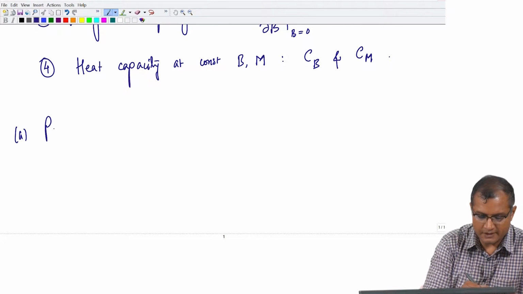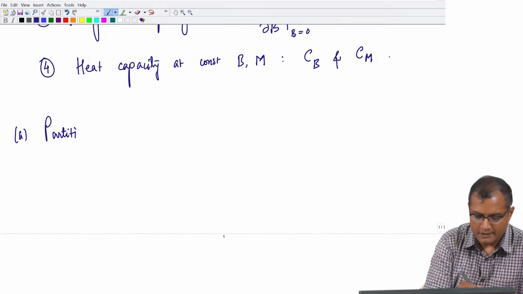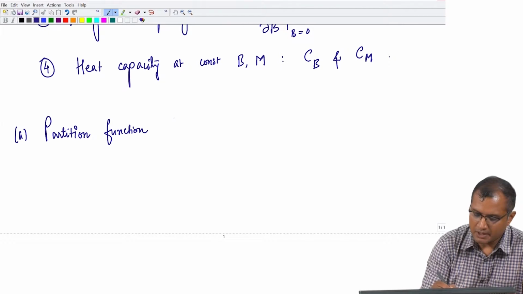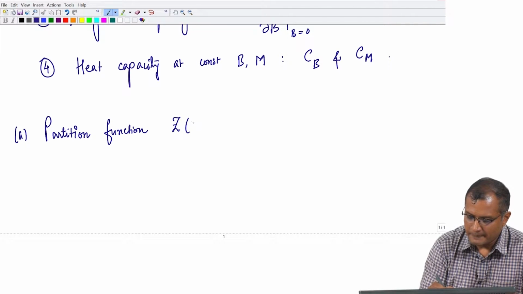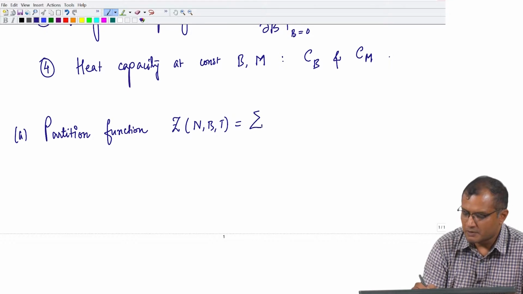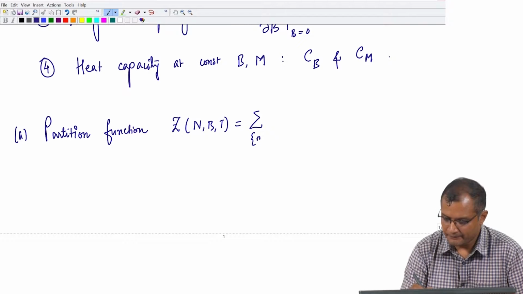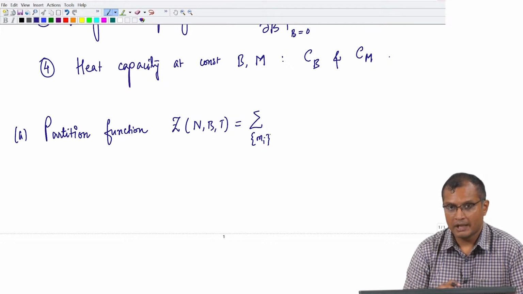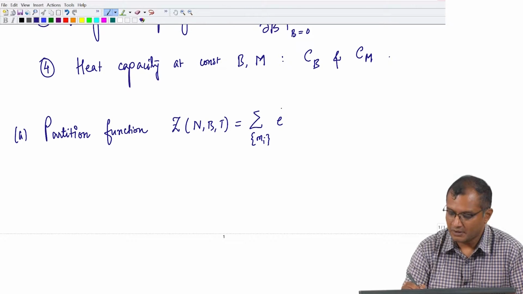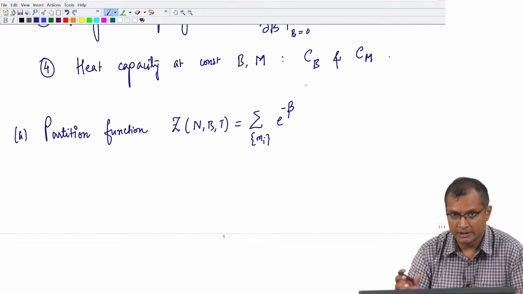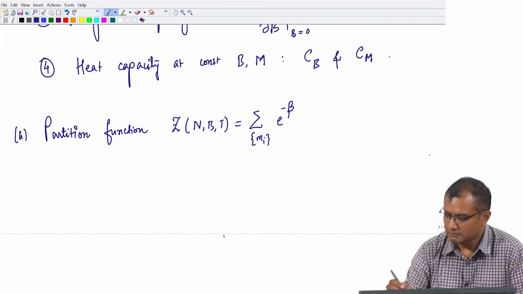So, the partition function here is nothing but the summation over all degrees of freedom. You can also call it a trace, and the Boltzmann factor, which is e raised to minus beta times the energy scale of the problem.